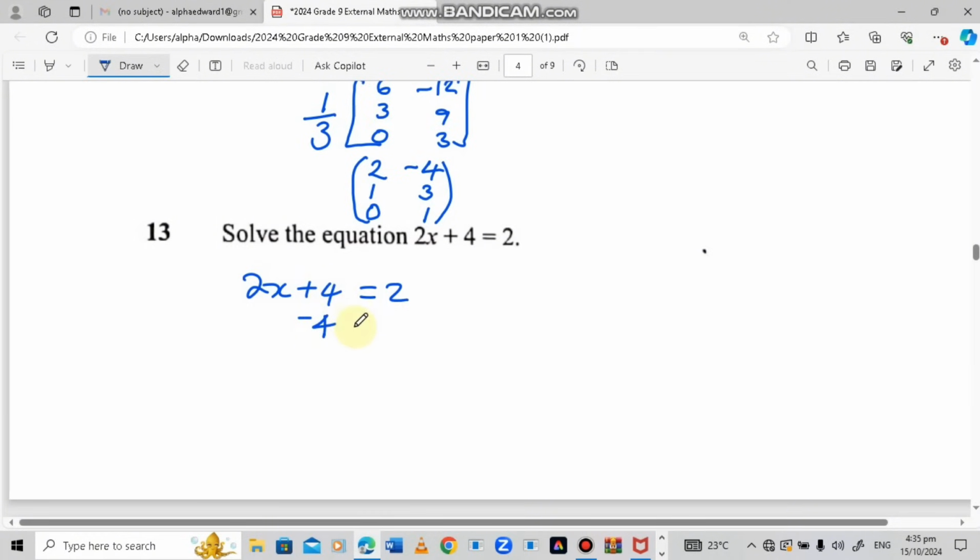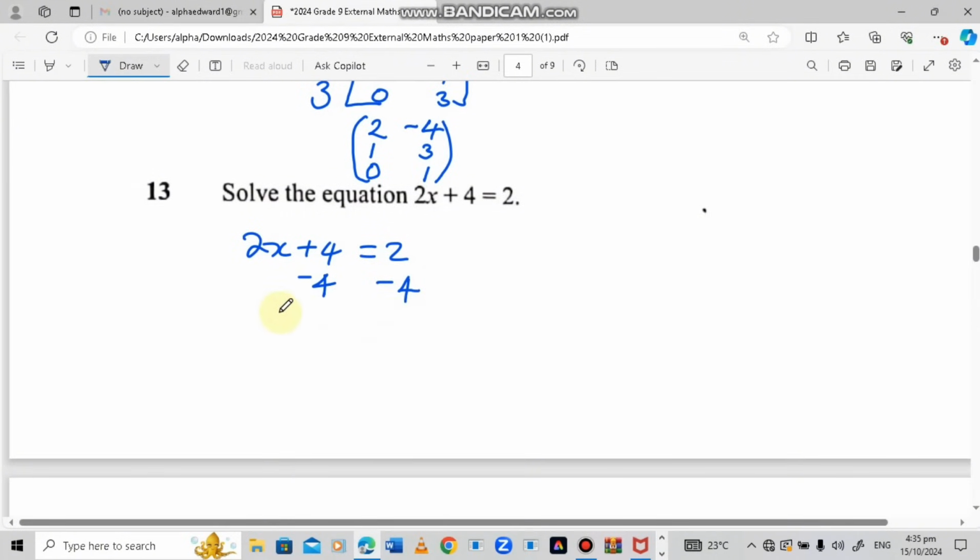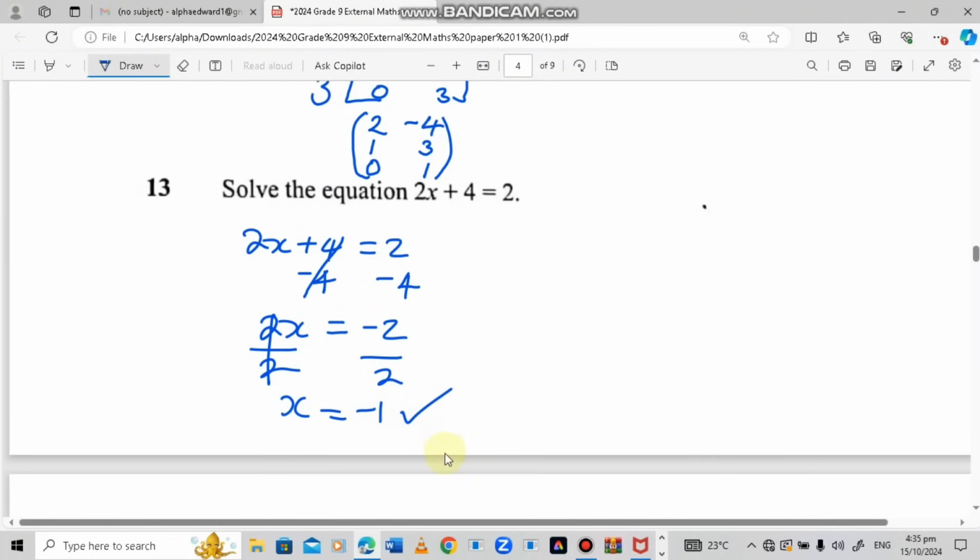So what we've done here, we also do it on the right hand side of this equation, so that the value of the equation remains the same. So here we're going to have 2x, positive 4 minus 4 is a 0, so this has become a 0, is equal to 2 minus 4 is minus 2, or negative 2. To get the value of x, divide by 2 on both sides. Okay, so x is equal to negative 2 divided by 2 is negative 1. So this is the answer.